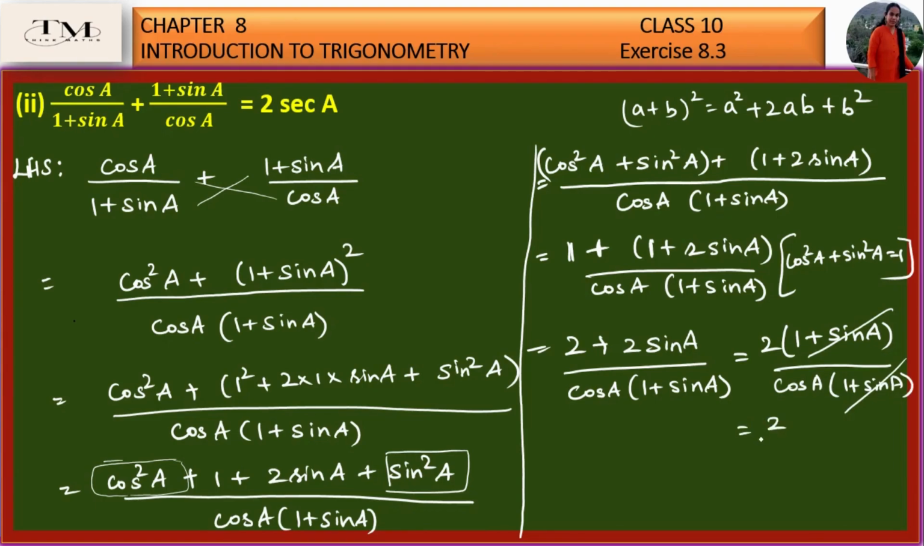So we will be having 2 by cos A. This is nothing but 2 into 1 by cos A. What is 1 by cos A? The inverse of cos is secant. So we will have 2 secant A, which is nothing but the RHS. So we have proved LHS equal to RHS. So this is verified. Okay children.